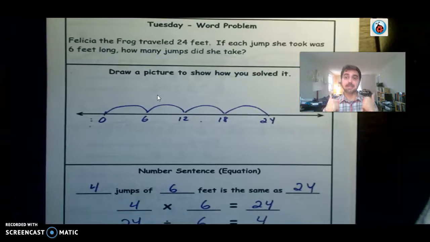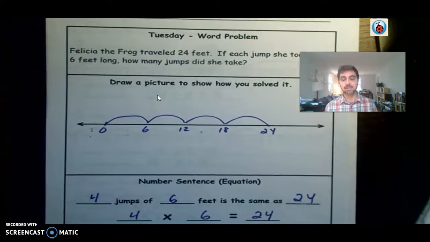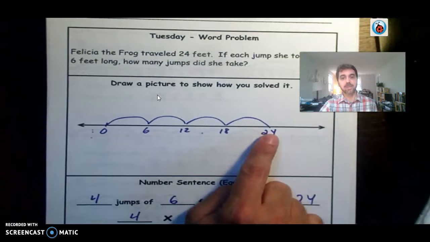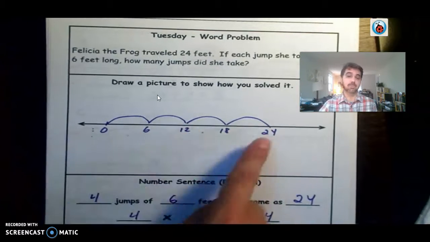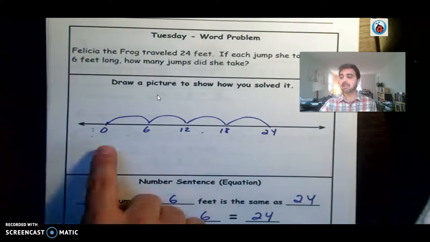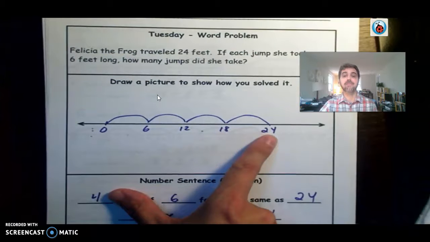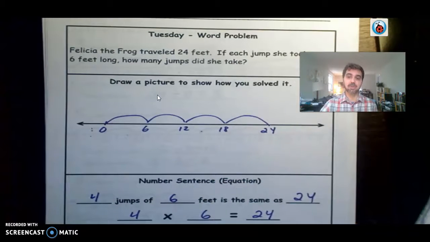So yesterday, you guys did awesome with getting into division. I know that could have been challenging for some of you, so I wanted to share some of the work that I did. With the word problem, if Felicia had to go 24 feet and each jump was 6 feet, then I figured out she'd have to take 4 jumps. Did you figure that out as well? So first jump she'd get to 6, then to 12, then to 18, and finally on the fourth jump she gets to 24. If she took another jump, that would be 5 jumps, she'd end up on 30, and that would be too far.